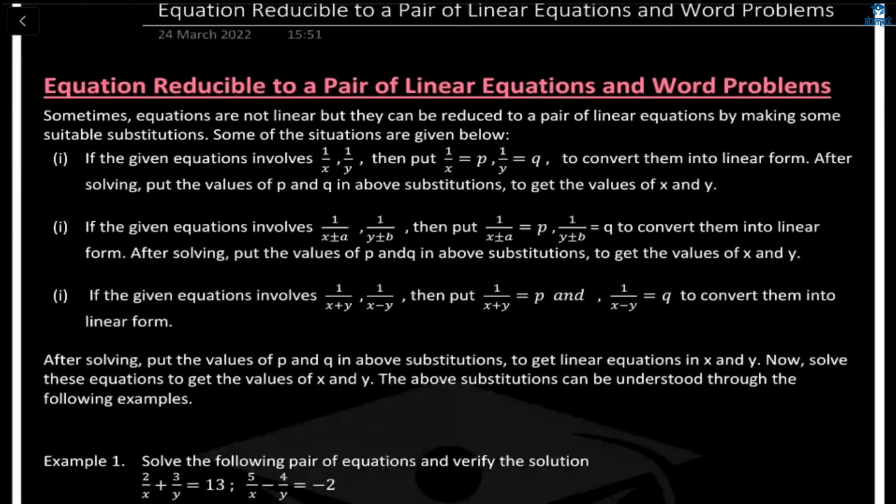Let's start. Equations reducible to a pair of linear equations and word problems.